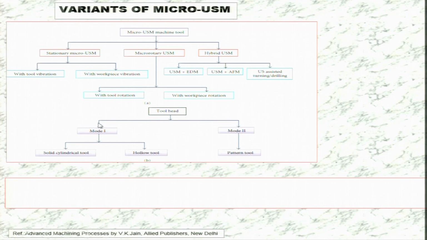Tool head: you can have mode 1, where a solid cylindrical tool or a hollow tool is used. In the second case, a pattern tool is used. Depending upon your requirement for the cavity or the feature, you can pattern the tool and then use it as a tool, so that an inverse replica of the tool shape will be produced on the workpiece.